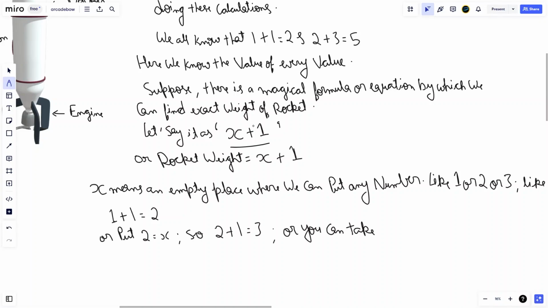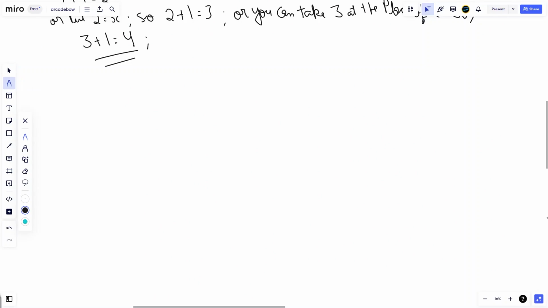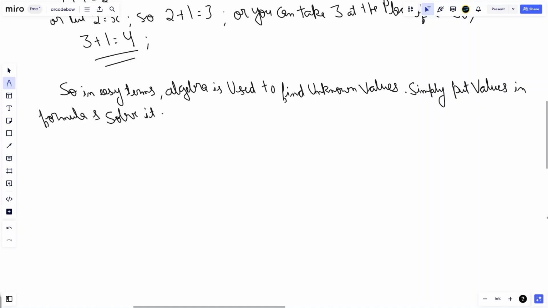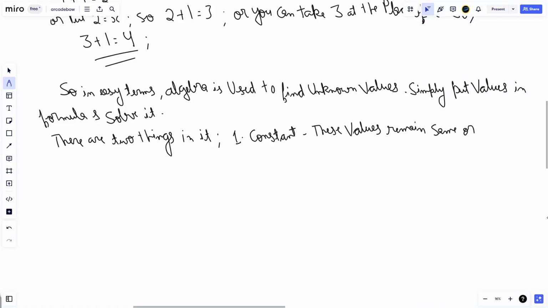If you write x equals 1, it will become 1 plus 1, or you can take x equals 2, which becomes 2 plus 1 equals 3. By doing this we can simply replace a value and each time the answer will be different. So in the easiest terms, algebra is used to find unknown values. Simply put the values in the formula and solve it, and the answer you get is your final outcome.